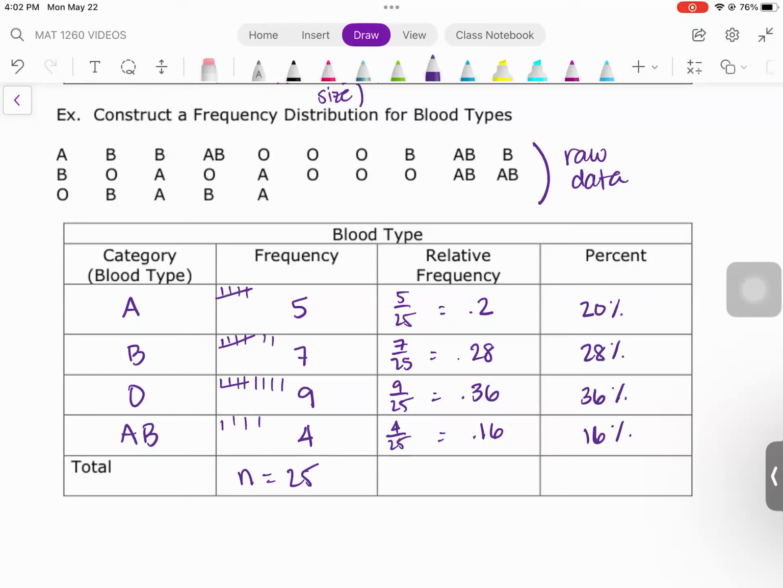In our next video, we will look at taking these frequency distributions and starting to look at some different graphs.